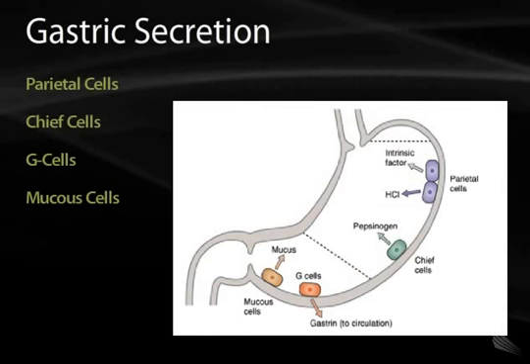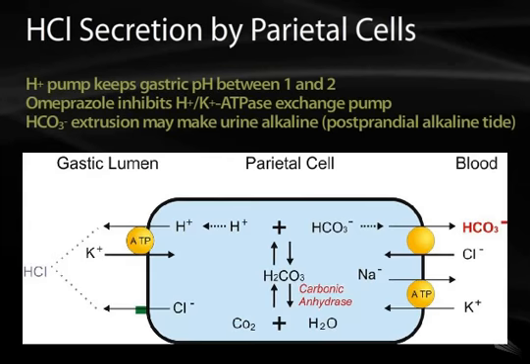Gastric secretion comprises secretion by parietal cells, chief cells, G cells, and mucus cells, and they all interplay to produce an environment in the stomach which results in a low pH, as well as leads to absorption of certain vitamins, as we will discuss.